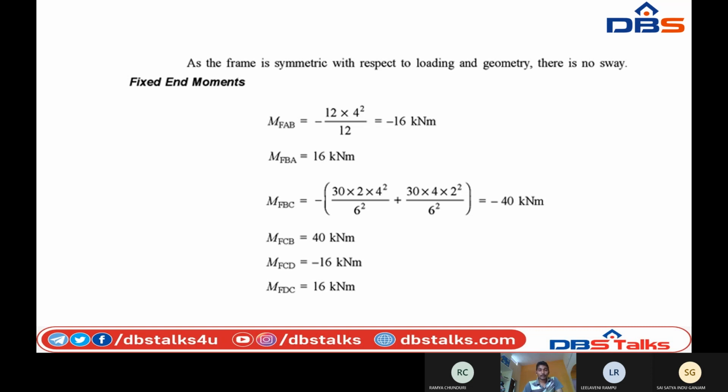MFCD equals minus 16 kN-m, and MFDC equals 16 kN-m. MFCD also has UDL, so we find minus WL square by 12.